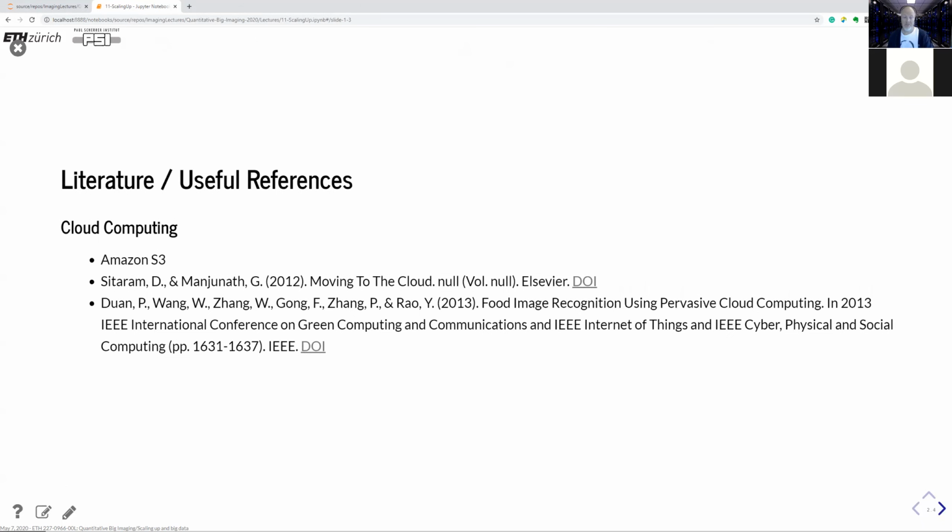Cloud computing: Amazon S3 is a huge cluster where you can buy time. You have some free time, or you can buy time. You can define what kind of computational power you want to use in your project. And then also in this topic, there are a couple of references that you can read.